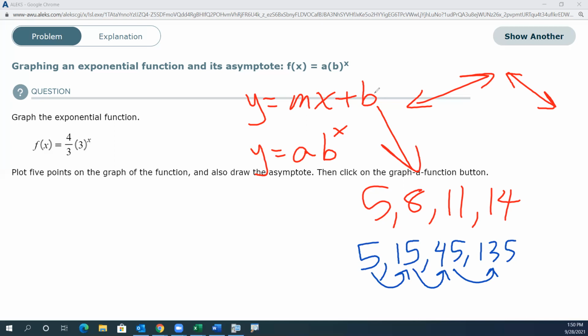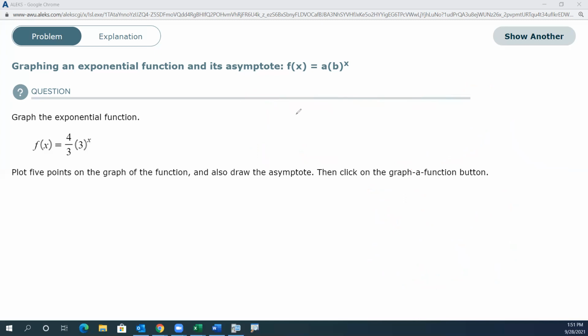Now, the graph of an exponential function, if it's increasing, it looks like that. And if it's decreasing, it looks like that usually. I mean, you can do things to them, flip them around and stuff, but that's pretty much it. All right. So those are some of the basics of exponential functions that you'll definitely want to review. So graph the exponential function.